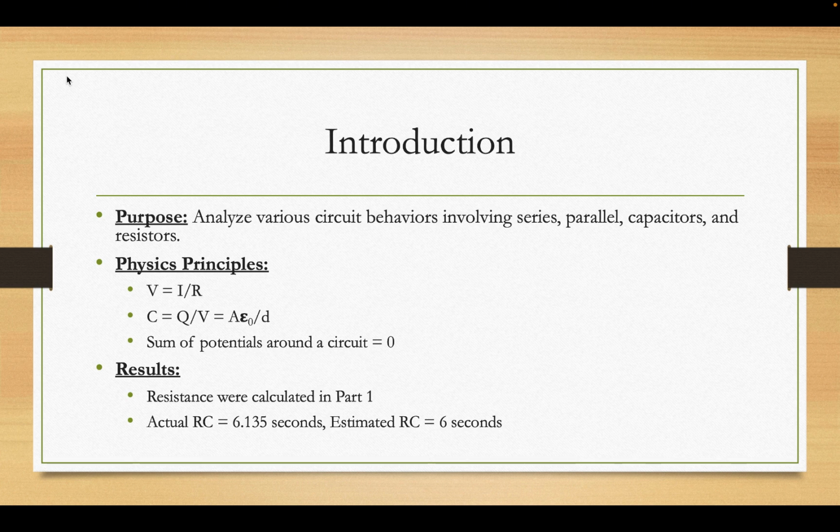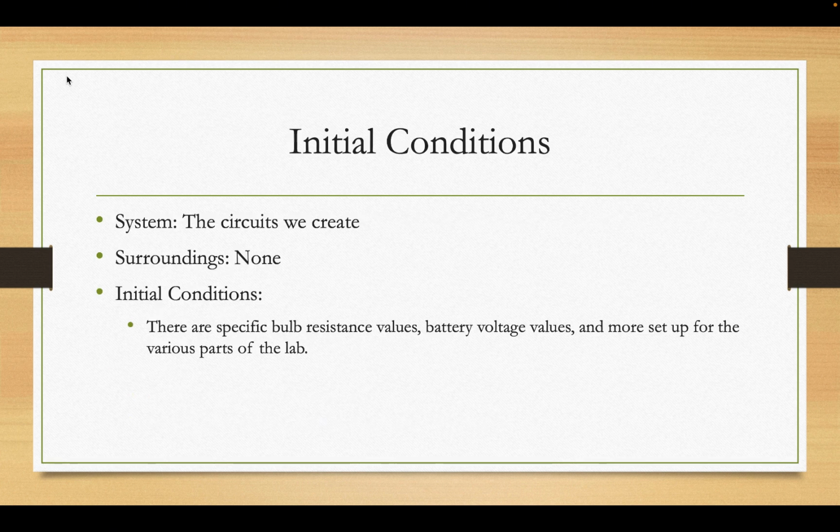Results: we found a bunch of resistances which were calculated in part 1, which we will see later on, and the actual RC that we got was 6.135 seconds, and the estimated RC was 6 seconds. We will see what this is in the future slides. Initial conditions: the system was basically just like the circuits we create. There weren't really any actual systems here, and the surroundings were nothing because this was in an online environment.